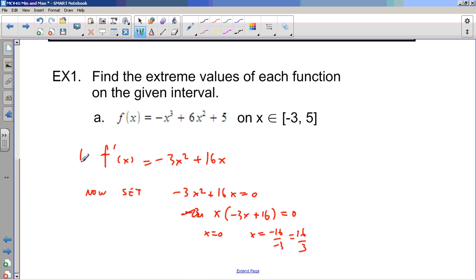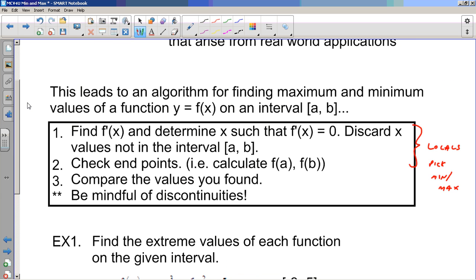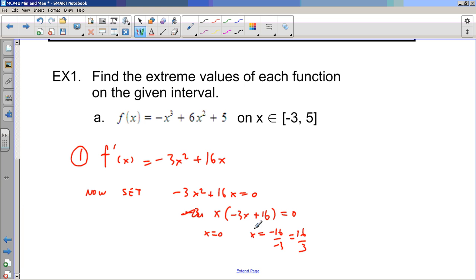Okay, so that's kind of like step 1 in our algorithm. Are these values in this range? This one is, and this one is not. This is 5 1/3, so I can discard that one. I don't have to include that one. Good. Less work, right?